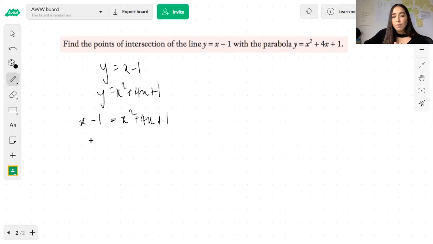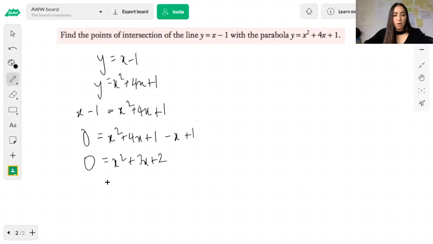So I'm going to move the x minus 1 over to the right-hand side. So on the left-hand side, we're left with 0. On the right-hand side, we're left with x squared plus 4x plus 1 minus x plus 1. Simplifying this, we get 4x minus x is positive 3x. 1 plus 1 is 2. Solving for x, we are going to factorize, so 2 and 1 plus in both. So we get x equals negative 2 and x equals negative 1.